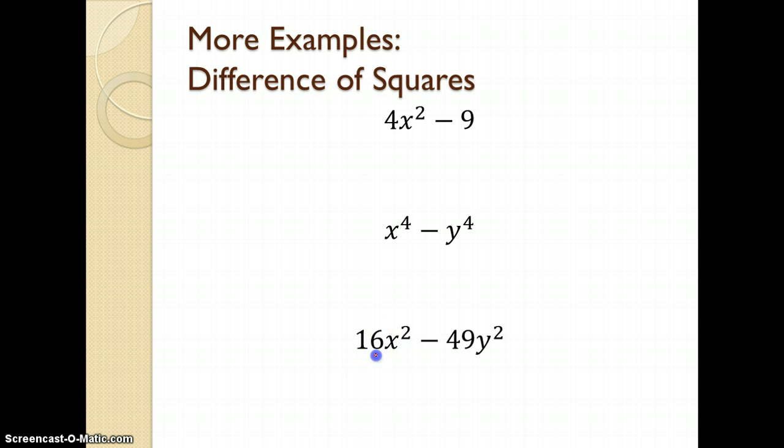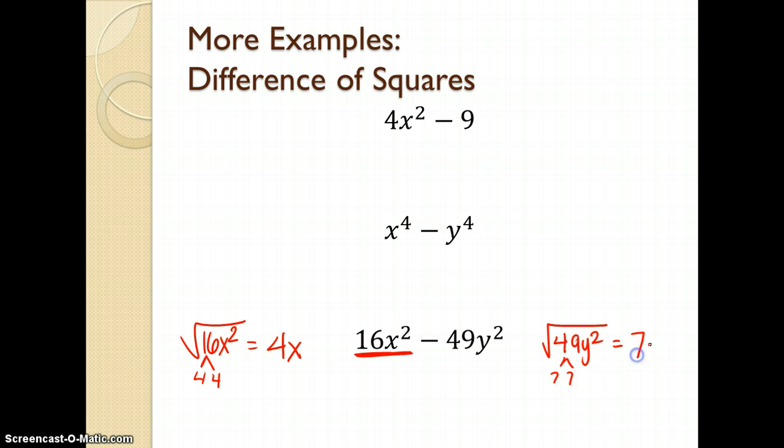If you look at the first term on my last example, the square root of 16x squared, just double check and see, is that a perfect square? Well, 16 is 4 and 4, so that part's a perfect square. x squared is a perfect square because x times x, something times itself, gives you that. So the square root of 16x squared is 4x. The square root of 49y squared: 49 is 7 and 7, so 7, and that gives me a pair of y's. So they were perfect squares.